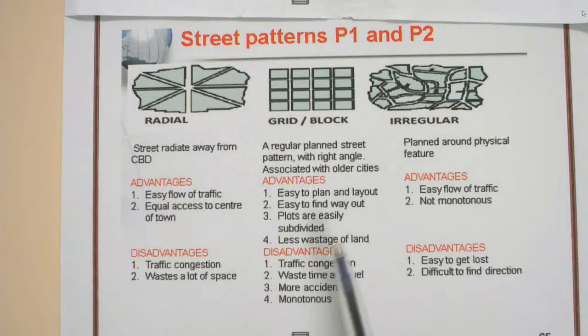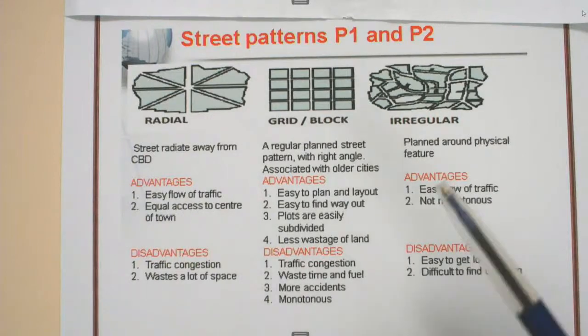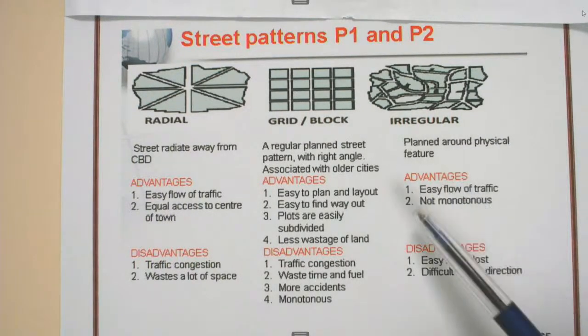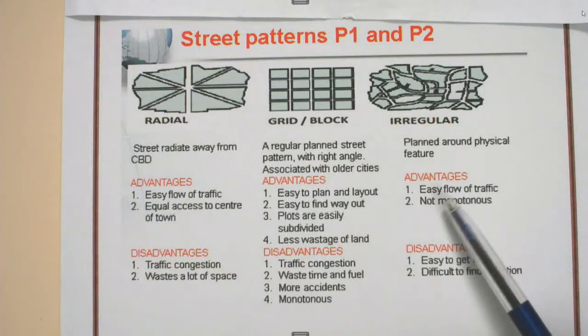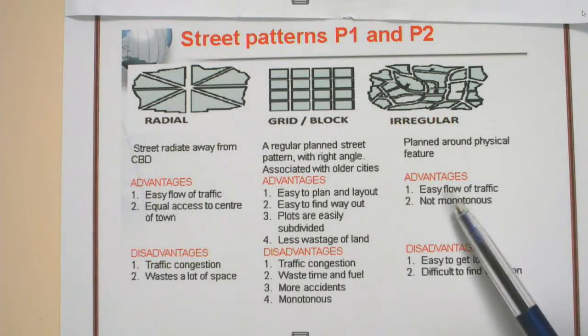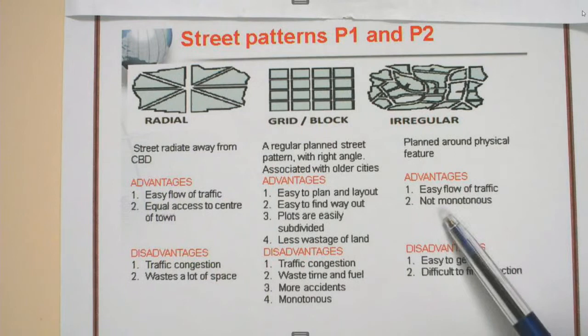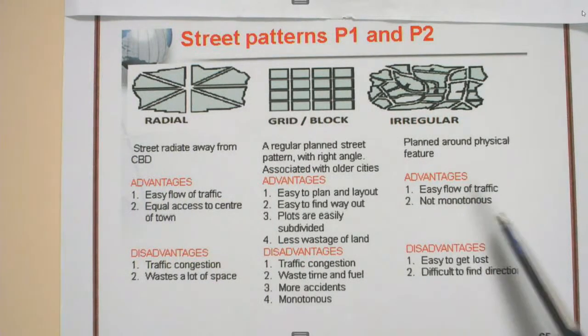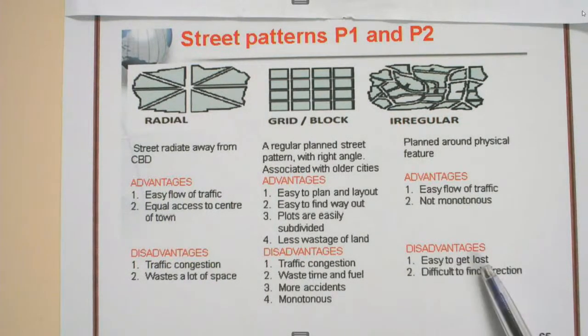Okay, gridiron pattern advantages: easy to plan and lay out, easy to find your way, plots are easily subdivided, less wastage of land. Disadvantages: traffic congestion, they waste time and fuel because of stop and go, more accidents are likely to happen, it is monotonous. Irregular pattern advantages: they allow for easy flow of traffic, not monotonous, they are not boring. Disadvantages: easy to get lost, difficult to find direction.